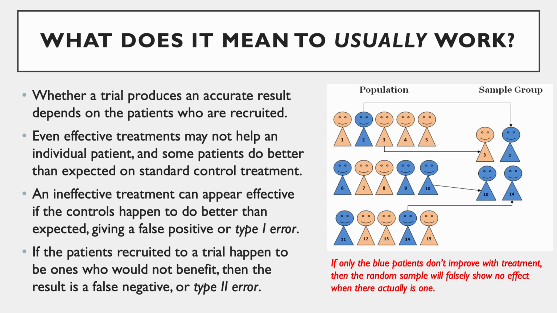That is called the type 1 error. And it's also possible that just by chance, patients were sampled that would make an effective treatment look like it was ineffective, and that's called the type 2 error. So when we say that a trial is designed so that it will probably work, it means to say that it should give an accurate outcome across a wide range of different sampling possibilities.